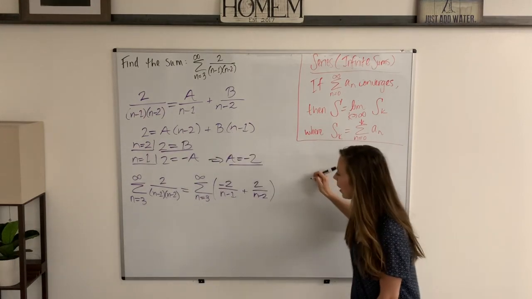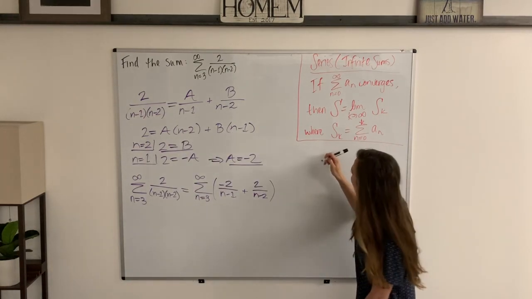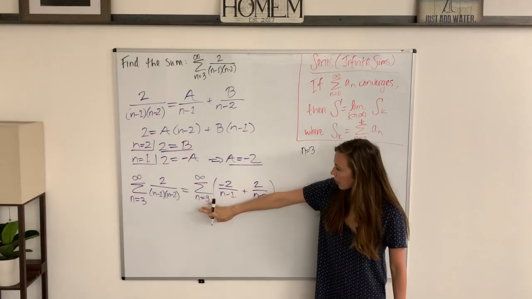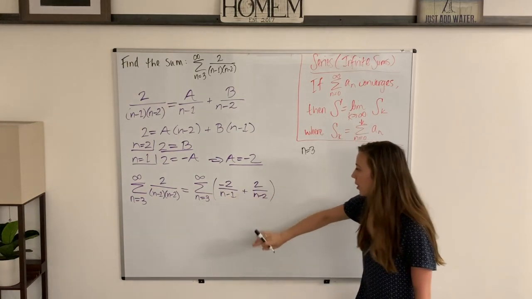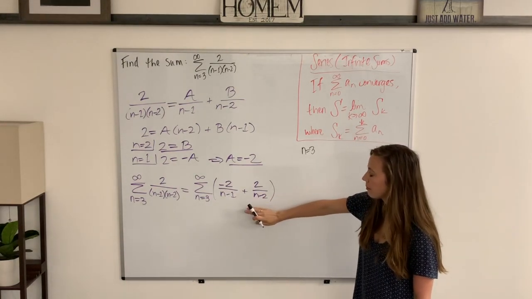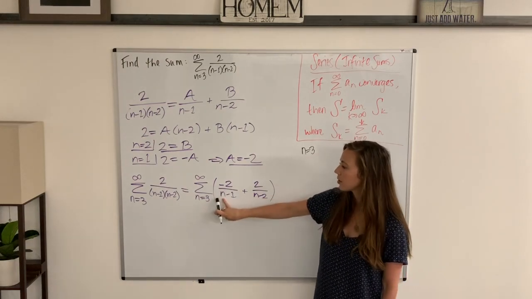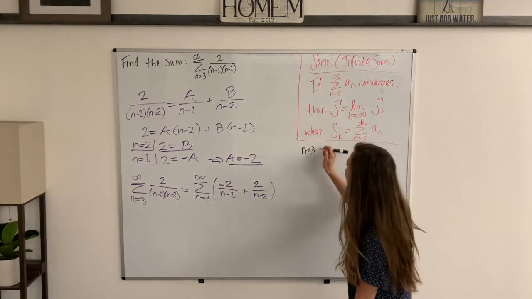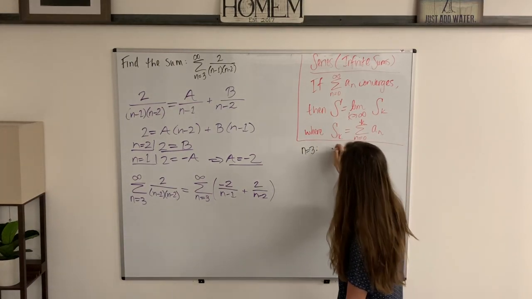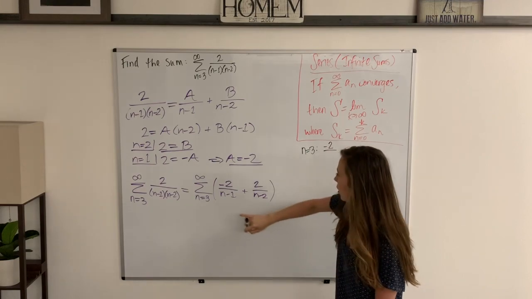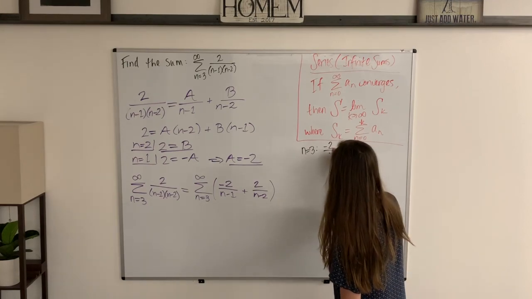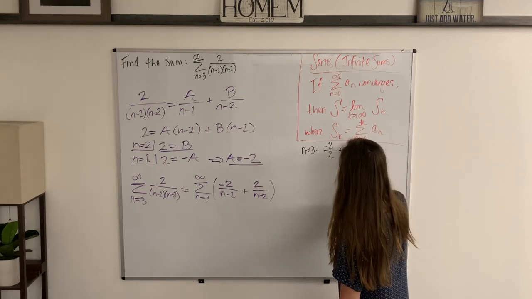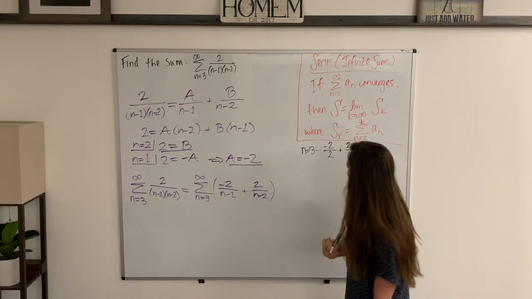So if we pick n equals 3 because that's where our sum starts, and you can kind of see why we picked that, because if we start at like 0 or 1 or 2, then we're going to have some division by 0, which is a problem. So we're starting at n equals 3. And when n equals 3, we get negative 2 over 3 minus 1, which is just 2, plus 2 over 3 minus 2, which is 1.